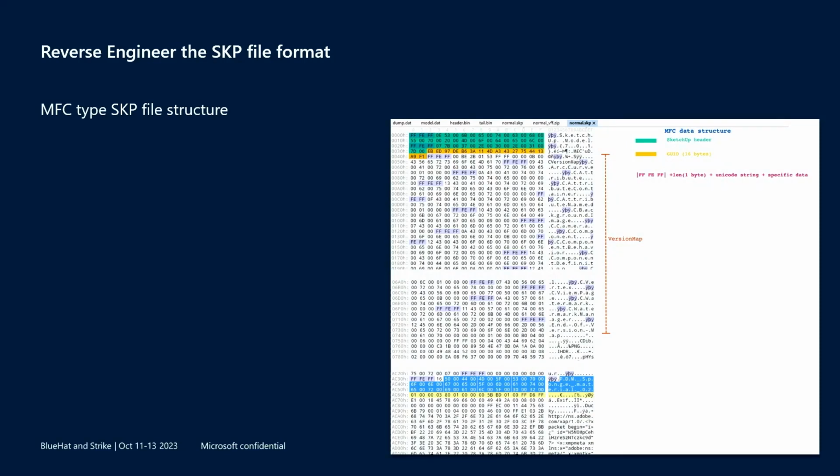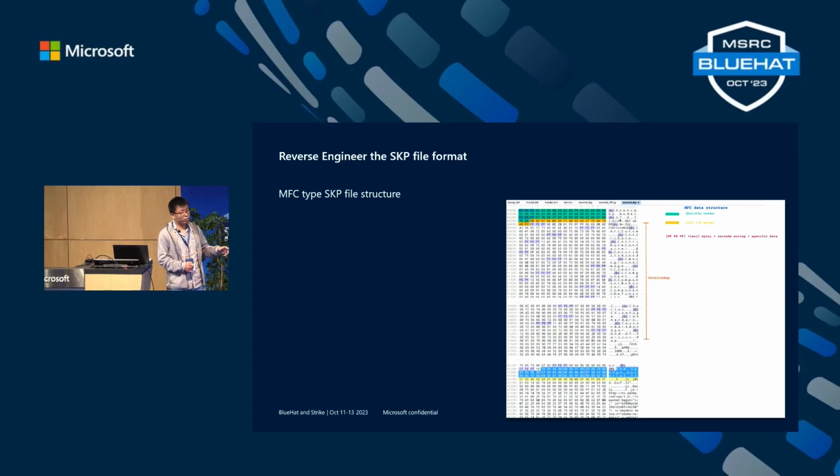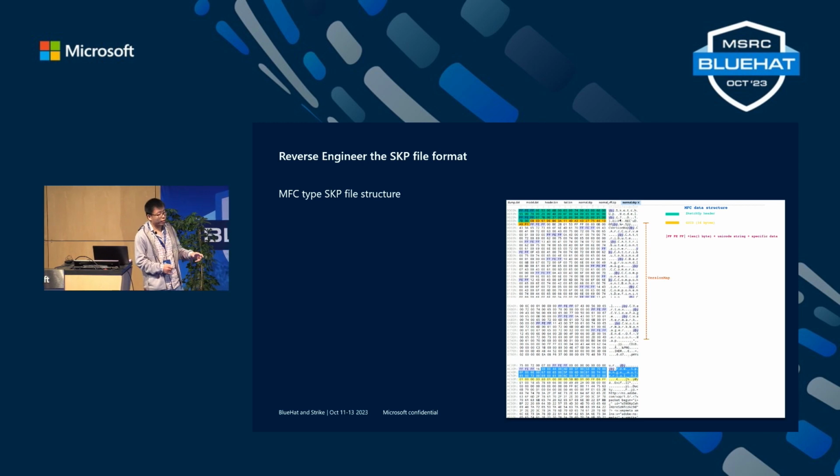Here is the SketchUp file structure of the MFC data type. As you can see, it starts with a SketchUp header with a GUID, followed by a version map and other specific data. In the version map and this specific data section, you will see a sequence FF FE FF at the beginning, followed by a length field that's 1 byte, and then a Unicode string. After the Unicode string, you will find the specific data.